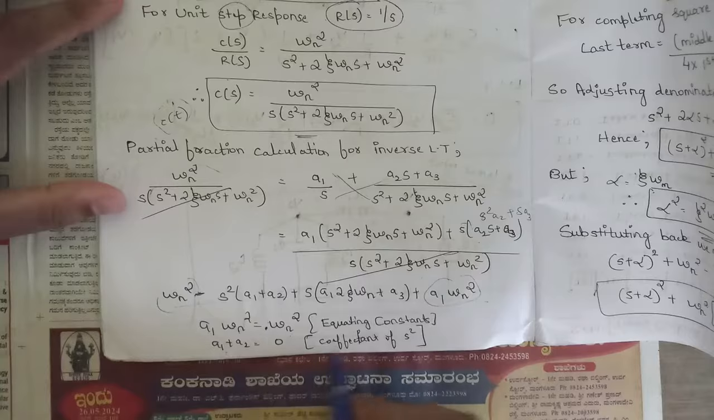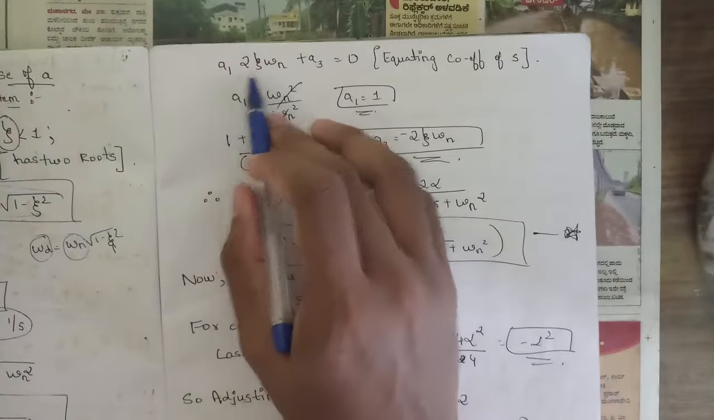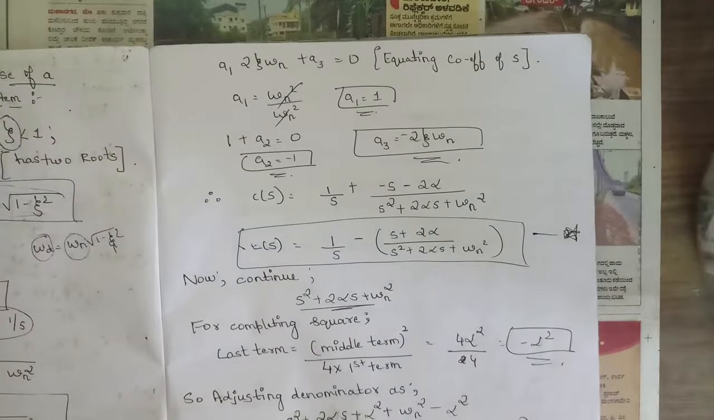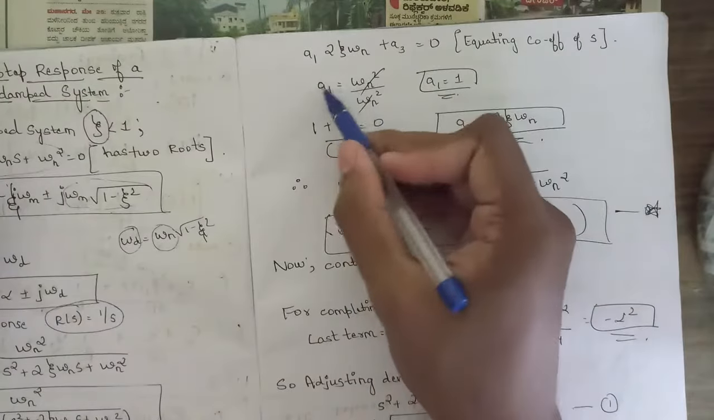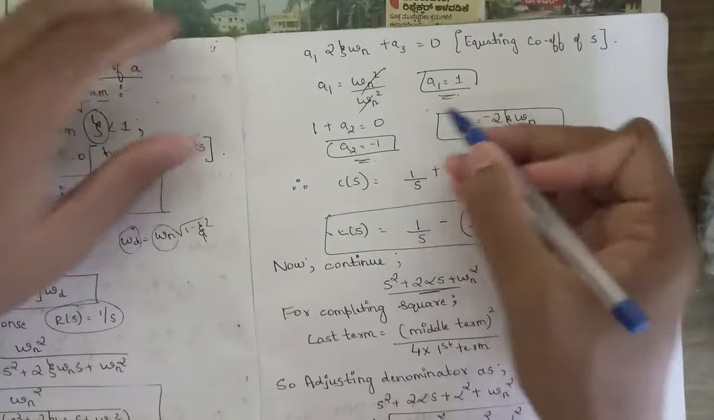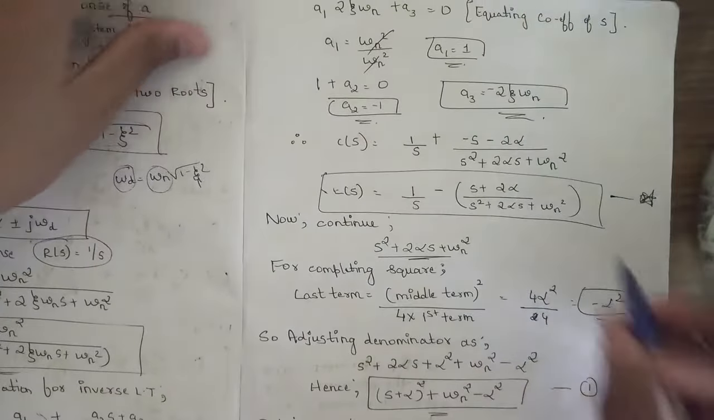Okay, the next step is to equate the coefficients of s. That is a1 into 2 zeta omega n plus a3 is equal to 0. Now we can consider equation 1, which we got after equating the constants: a1 omega n square is equal to omega n square. If we bring one omega n square down, a1 is equal to omega n square divided by omega n square, so that we can cancel them. So our value of a1 is equal to 1.